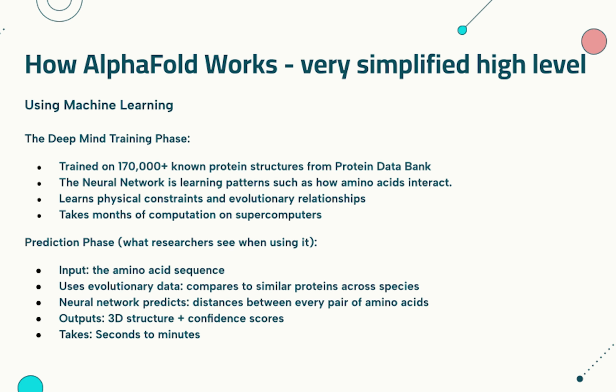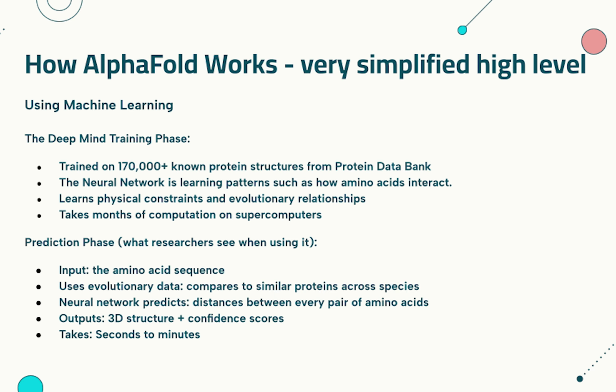Now I'll give a high-level, simplified overview of how AlphaFold works. It is honestly beyond me and beyond many other researchers. Here's how AlphaFold works at a high level. You start by giving it an amino acid sequence. AlphaFold first creates what's called a multiple sequence alignment, which means it looks at similar proteins across different species to find evolutionary patterns. These are amino acids that change together and most likely interact with each other.